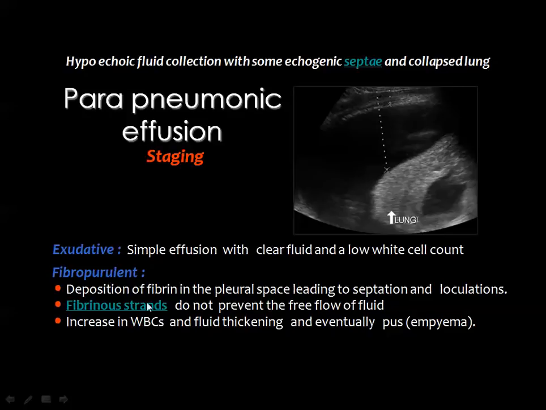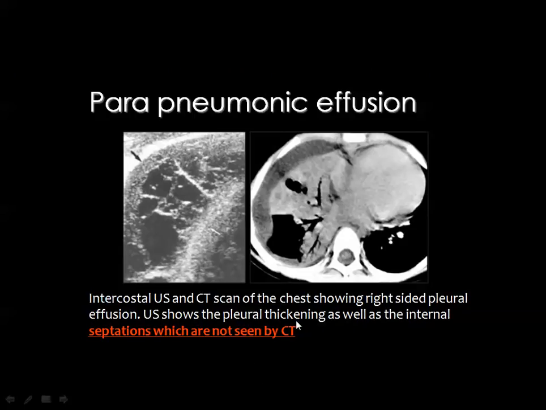And after that, the fibrinopurulent effusion, there is deposition of fibrin in the pleural space, leading to septations which are at the beginning incomplete. And these septations may not prevent the free flow of the fluid, and then you can easily drain the fluid percutaneously. And this is also a good example by ultrasound. You see the effusion with multiple internal septations, and by CT you see the effusion and you cannot see the septations.